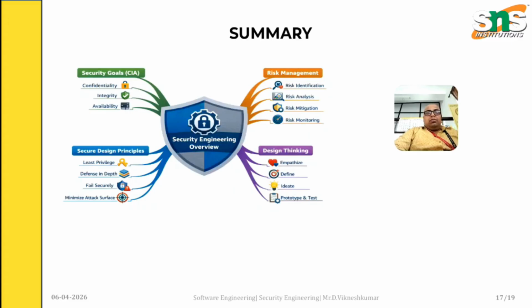With this we saw the design thinking process: empathize, define, ideate, prototype, and test. With this we have the secure design principles, consisting of least privilege, defense in depth, fail securely, and minimize attack surface.